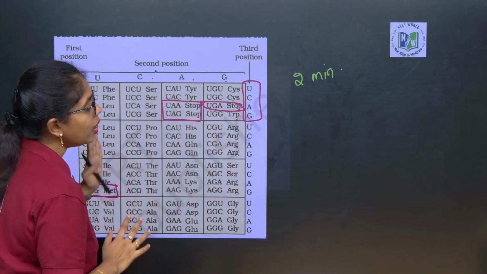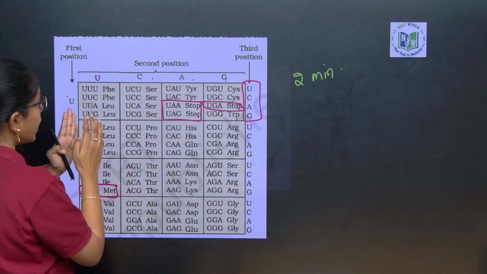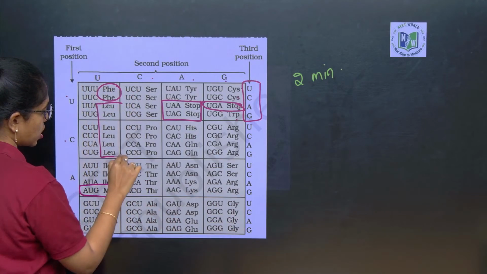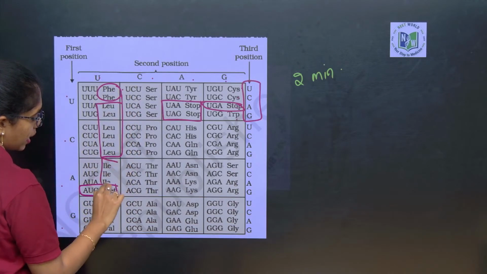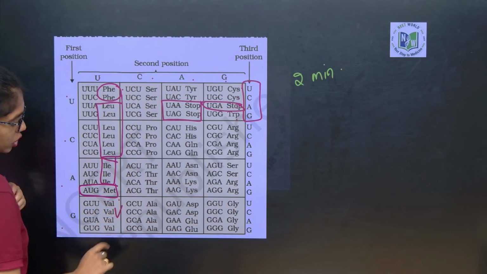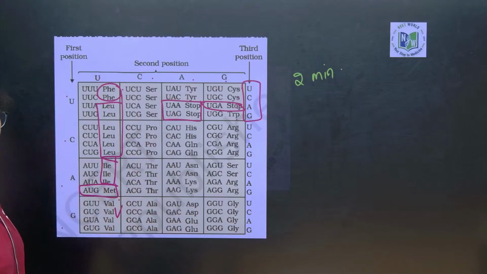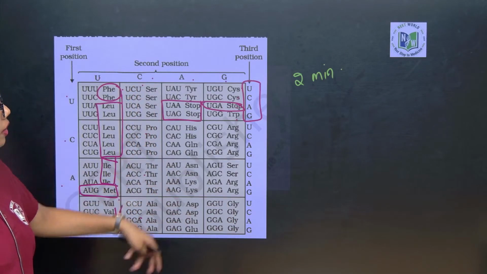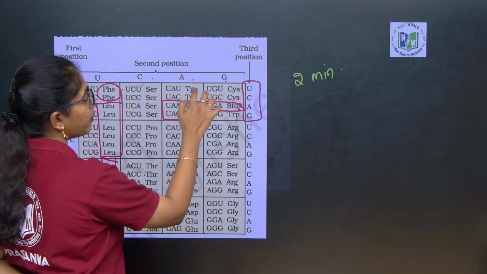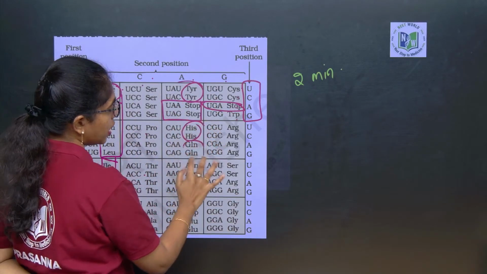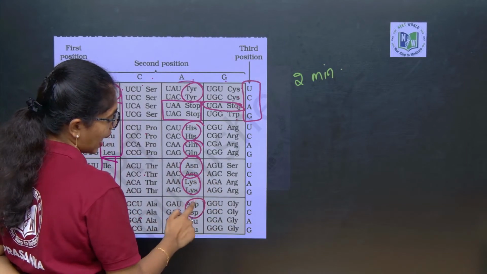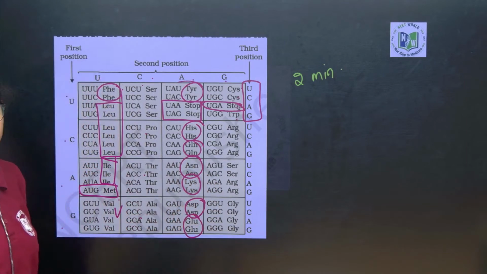Fill in the 4 boxes: the first 2 are phenylalanine, the next 6 leucine, the next 3 isoleucine, and the last box is valine. The second column is easy to remember: serine, proline, threonine and alanine. In the third, those are 2 amino acids each: tyrosine, histidine, glutamine, asparagine, lysine, and the last are acidic: aspartic acid, glutamic acid.